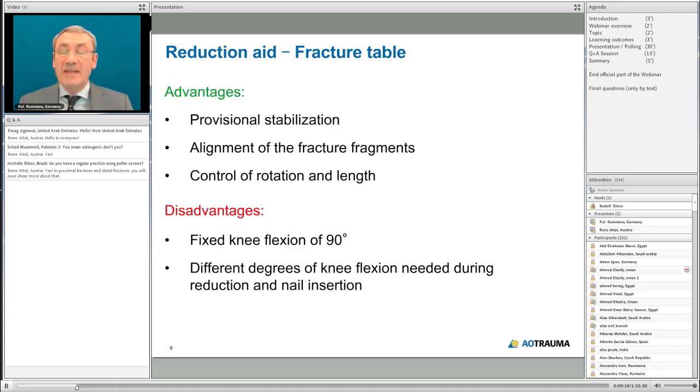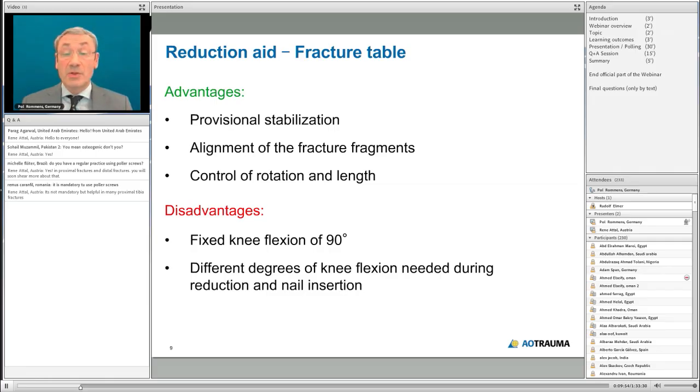What kind of reduction aids do we have available? First of all, there is the fracture table. There are distinct advantages in using a fracture table. We obtain a provisional stabilization of the leg with an alignment of the fracture fragments. This alignment will be adequate but not optimal. Moreover, there is a control of length and rotation of the broken leg.